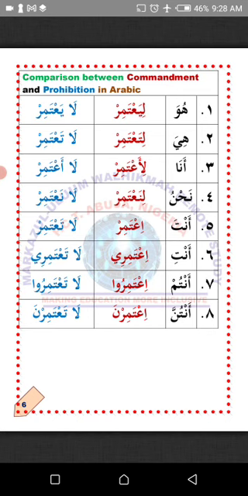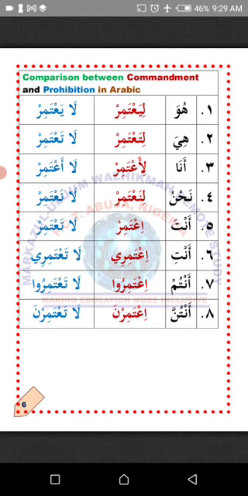أربعة, number four. نحن, we. لنعتمر, we should perform umrah. لا نعتمر, we should not perform umrah. خمسة, number five. أنت, you, talking to a single male person. اعتمر, you should perform umrah. لا تعتمر, you should not perform umrah. ستة, number six. أنت, you, representing a single female person. اعتمري, you should perform umrah. لا تعتمري, you should not perform umrah.